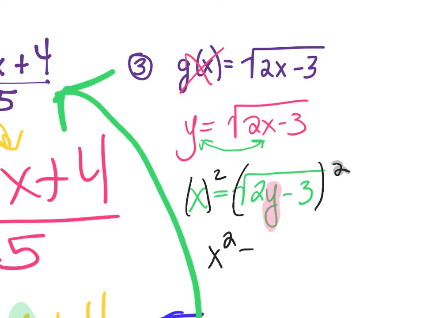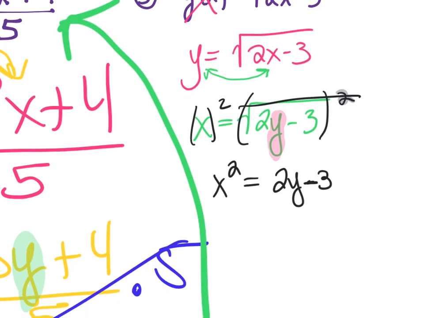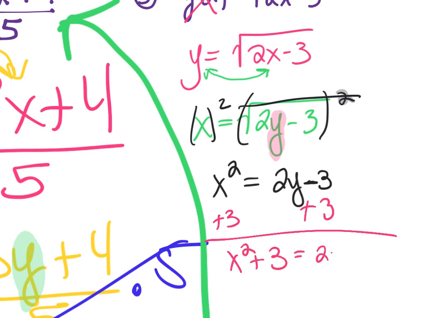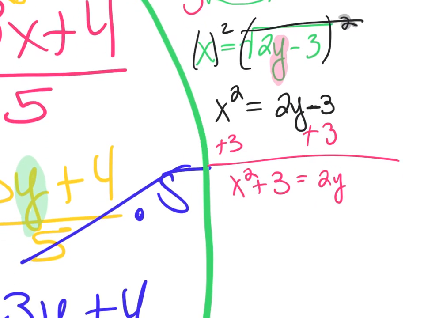So I have x squared equals. When you square a square root, they cancel out. So now I have 2y minus 3. Now what? Add 3. X squared plus 3 equals 2y. And then divide by 2. Good. So you have y equals x squared plus 3 divided by 2.